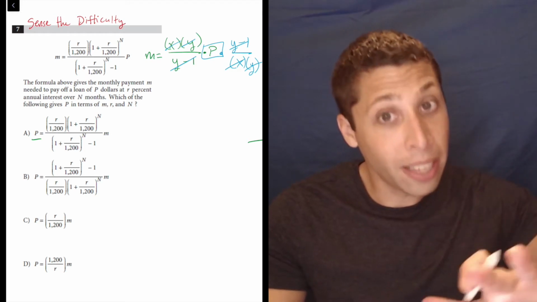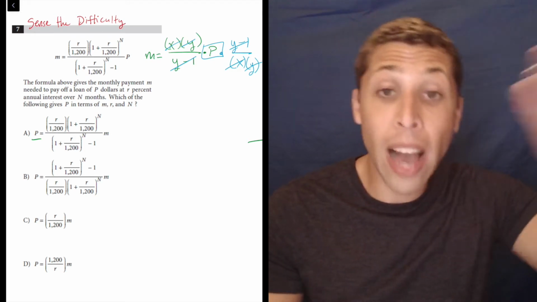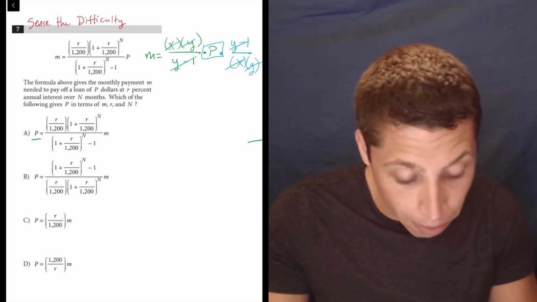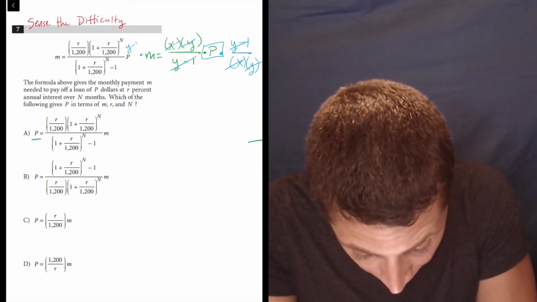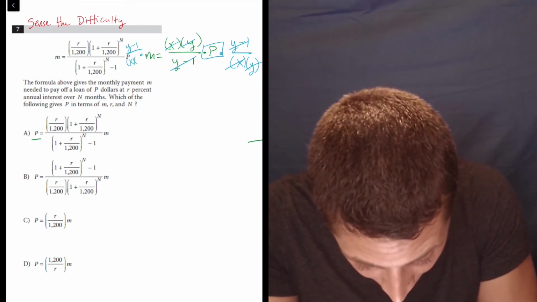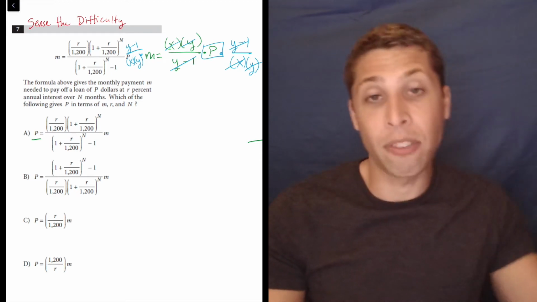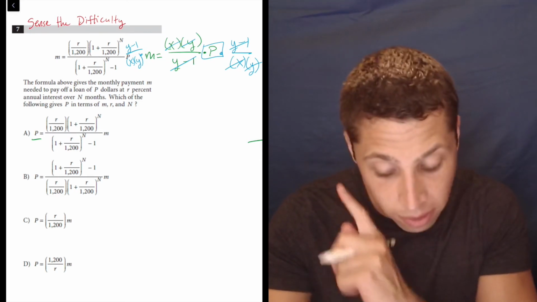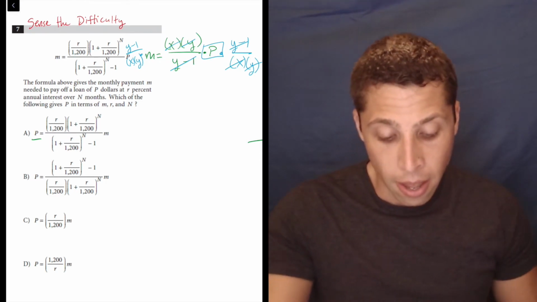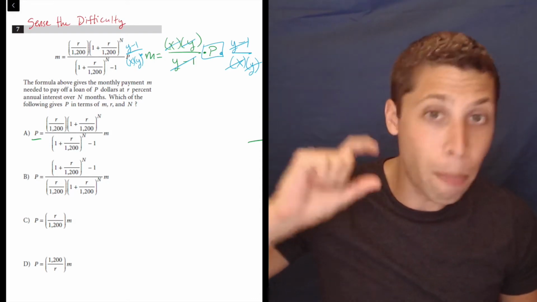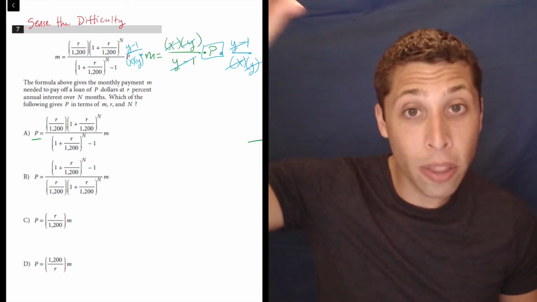But with anything with algebra, if we do it to one side, we've got to do it to the other. So if we multiplied by y minus 1 over x times y on the right side, we have to multiply it on the left side. And you can see what's going to happen here. The thing that was once on the bottom is now on the top.